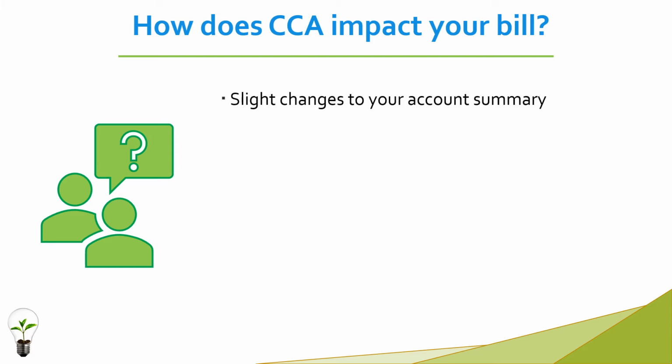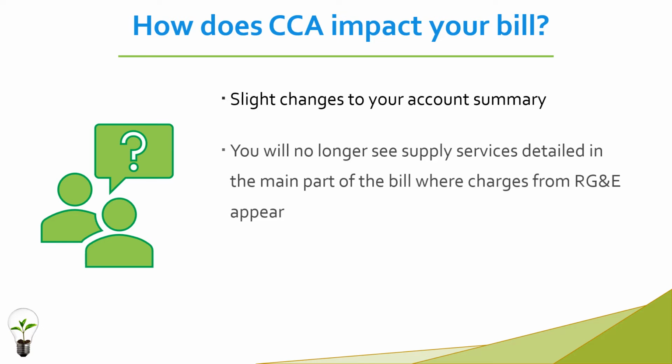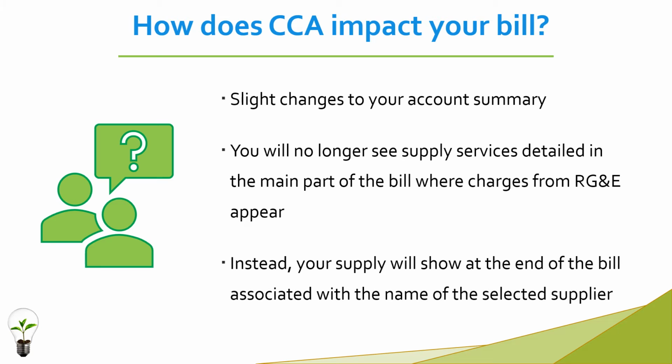So the first thing you'll notice is a slight change in your account summary where the name of the selected supplier now appears. Next, you'll no longer see the supply services detailed in the main part of the bill where the RG&E charges appear. Instead, these supply details will be shown at the end of the bill, again with the name of the selected supplier.